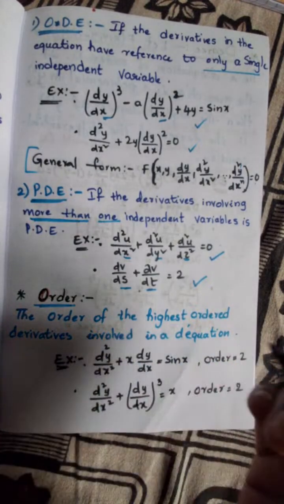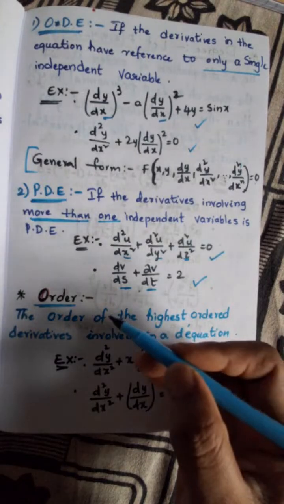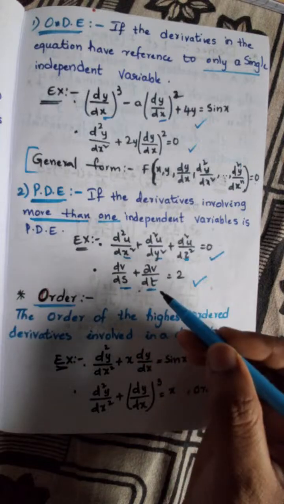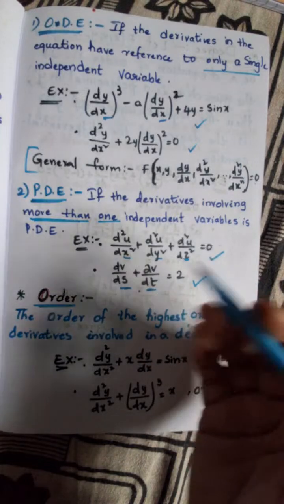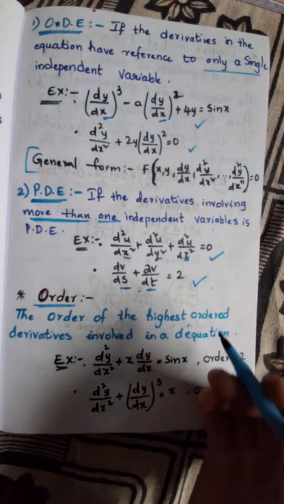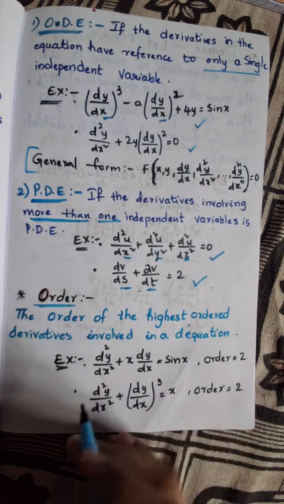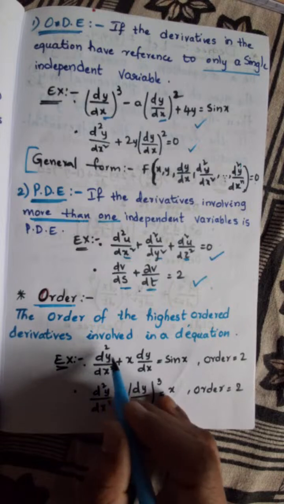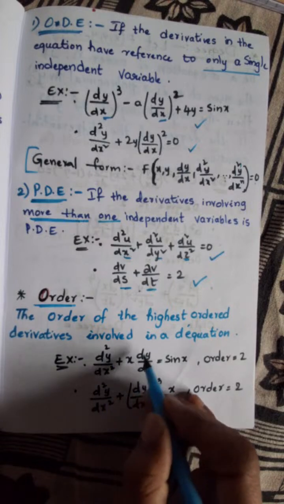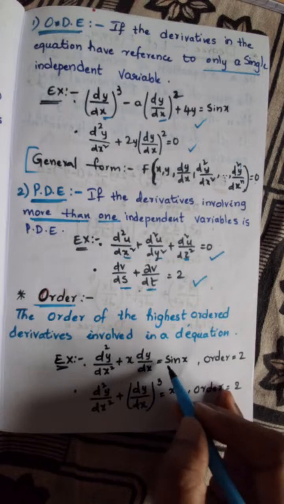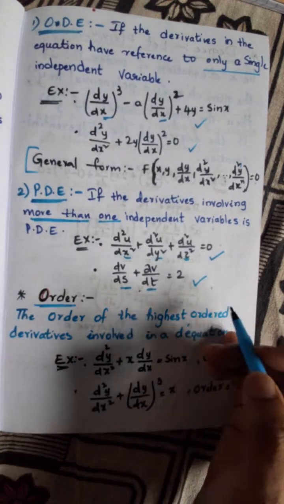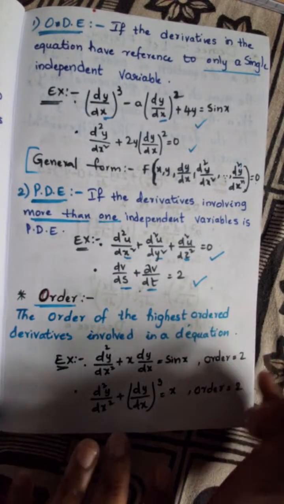Okay, so these are basic important topics I have written here, so please watch the complete video so that you can identify what is an ODE, what is a PDE, and what is the order of the given equation. Let us know the order. How? In this equation, d²y/dx² + x dy/dx + y = sin x is given. So now first let us see how to find the order of the given equation.